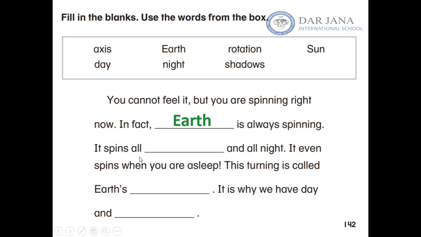It spins all what and all night? It spins all day and all night. It even spins when you are asleep. This turning is called what? This spinning, we call it what? And this turning, we call it rotation. It is why we have day and what? That's why we have day and night.